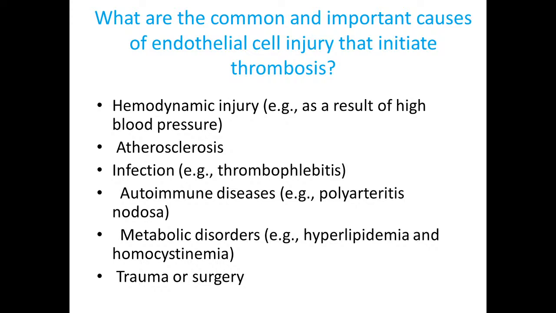formation of thrombin. What are the common and important causes of endothelial cell injury that initiate thrombosis? The first, hemodynamic injury as a result of high blood pressure, atherosclerosis, infection or thrombophlebitis, autoimmune diseases, polyarteritis nodosa, metabolic disorders, hyperlipidemia and homocystinemia, and trauma or surgery.